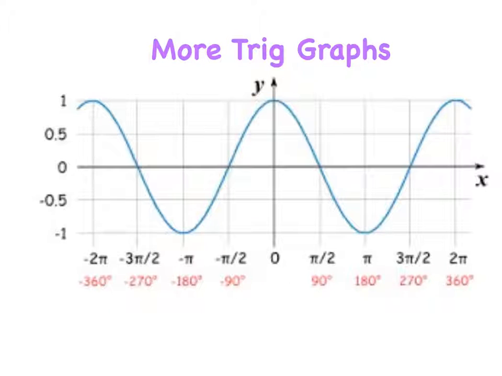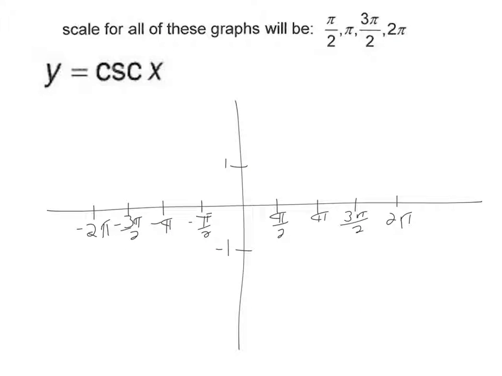More trig graphs. We've been studying the graphs of sine and cosine, but the other four trig functions also have graphs. So we're just going to learn the parent graphs of these other trig functions. We'll not be stretching, shrinking, or moving them. The scale for all of these graphs then will be the parent graph scale, pi over 2, pi, 3 pi over 2, and 2 pi.